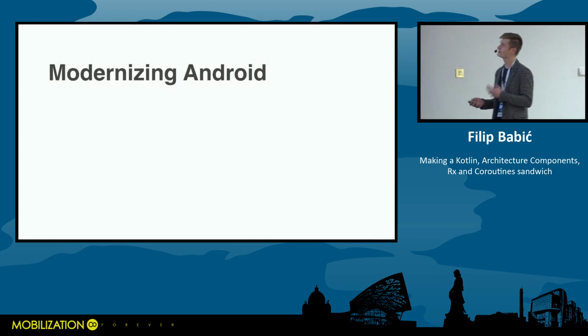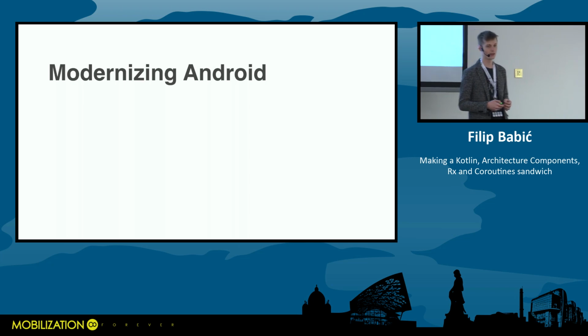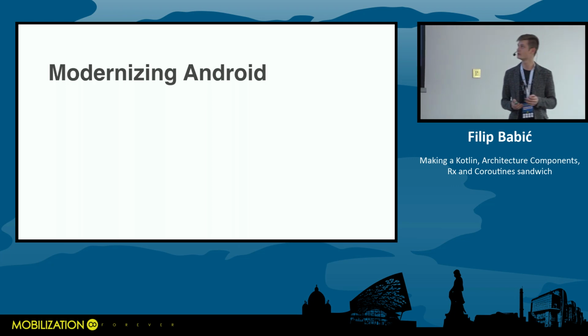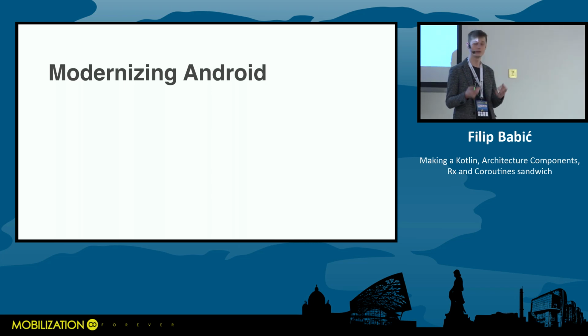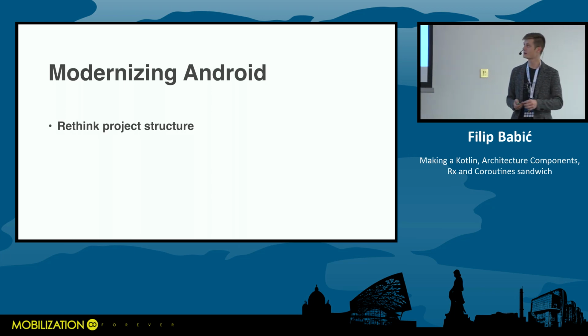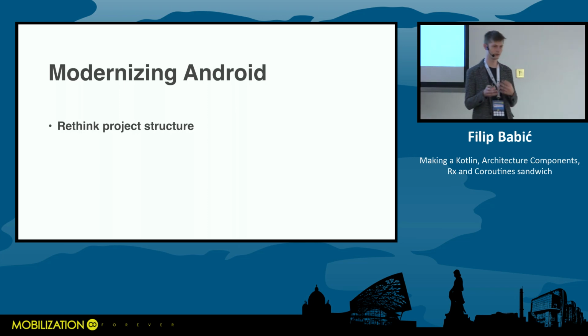So more specifically, what I'll be talking about is modernizing Android, or rather using modern frameworks and modern functionality from Kotlin and Android to make a stable application, to have some things automated which usually require a lot of boilerplate code. So I'll be talking about the project structure, more specifically how we create modules in our project and how we separate the code.